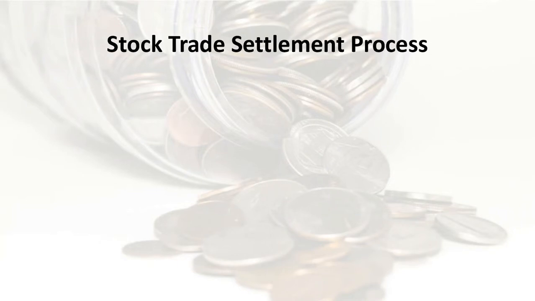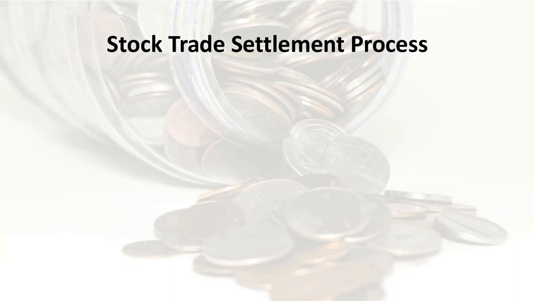In the stock market, there's always a buyer and a seller. So when a person buys a certain number of shares, there is another trader who sells the shares. This trade is settled only when the buyer receives the shares and the seller receives the money. Let's see the process that happens behind the scenes.